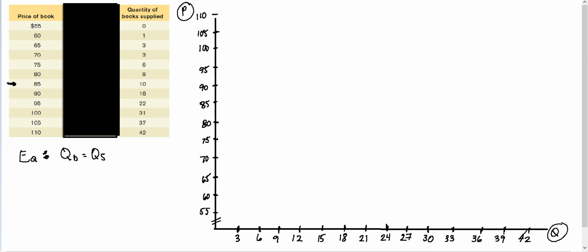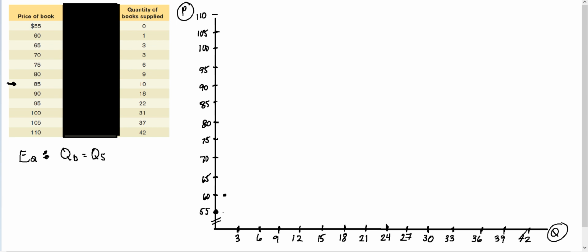Okay, so at $55 per book, I have no suppliers willing to sell at that price. So I'm just going to represent that with a point at 55. And notice that I've truncated the vertical axis just to make this drawing a bit easier to do. Then at the price of $60 per book, I have one seller who is willing to come into the market and sell a book at that price.